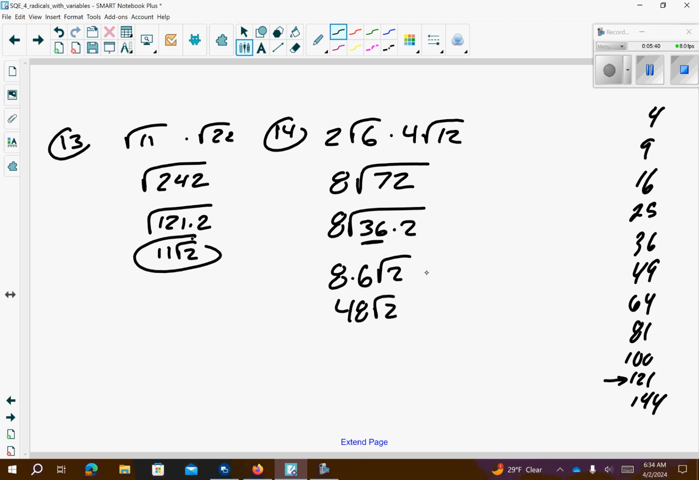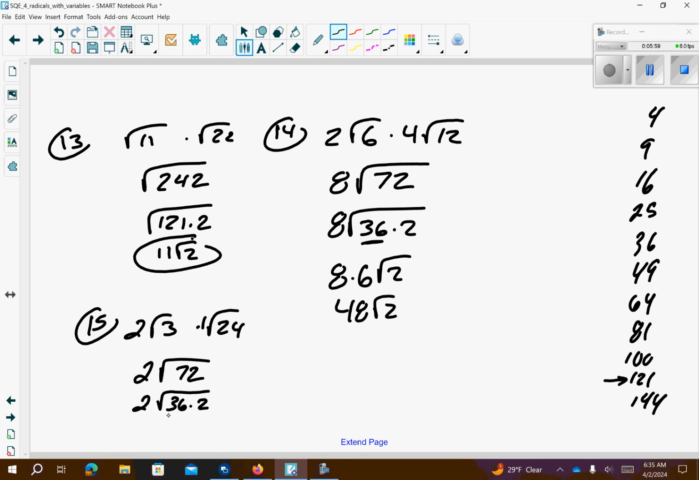And then number 15, I'll squeeze down here. We have 2 root 3 times root 24. So 2 times, there's a 1 outside, so I get 2. 3 times 24 is 72. 72 falls about here, and you're going to find that that's going to be 36 times 2. Square root of 36 is 6, so I have 2 times 6 outside, which is going to lead me to an answer of 12 root 2.